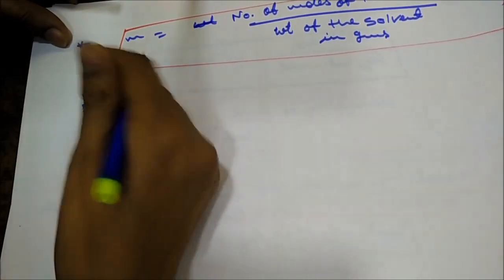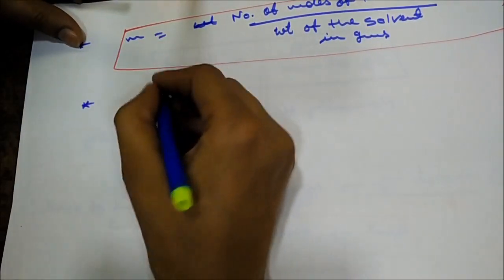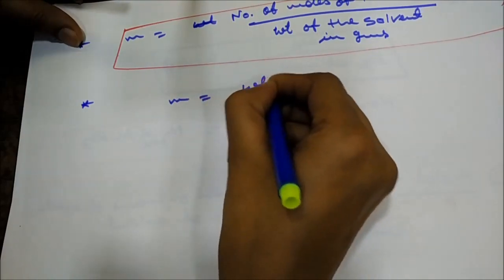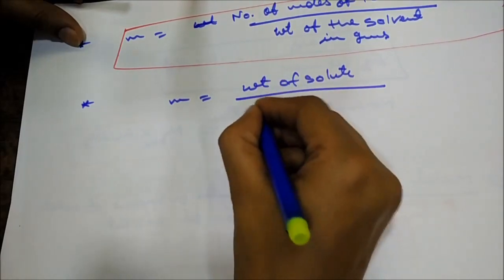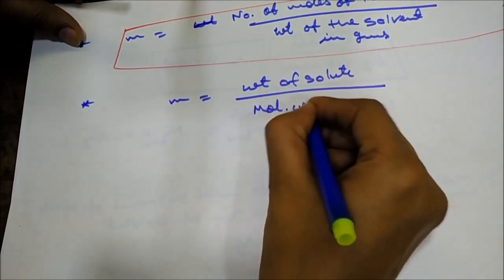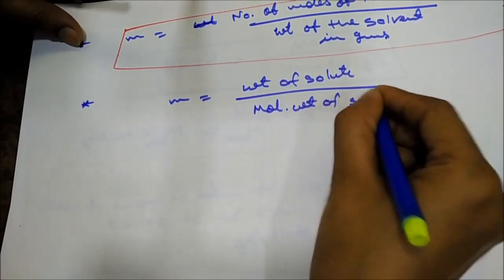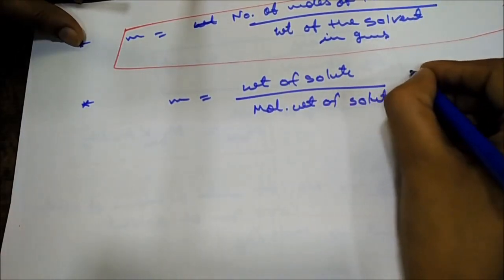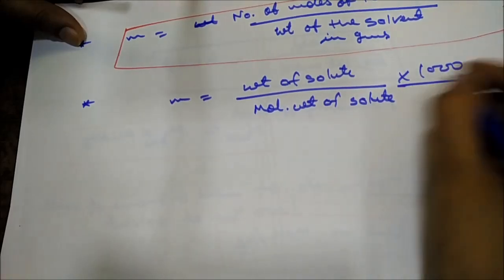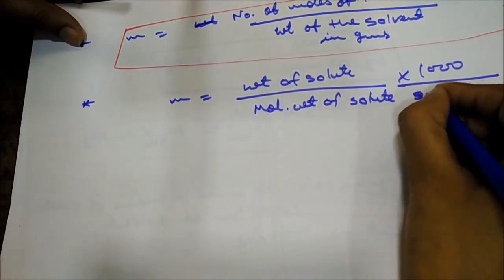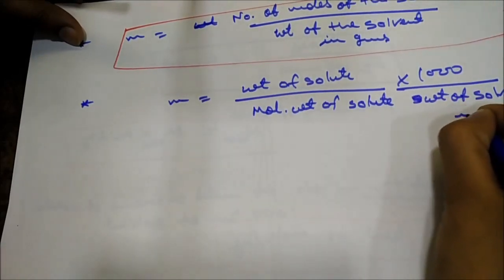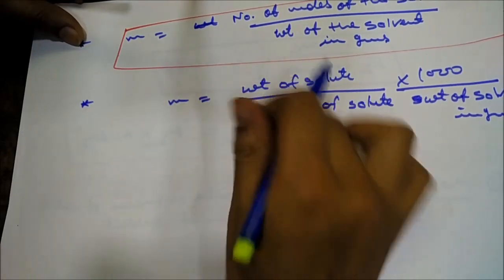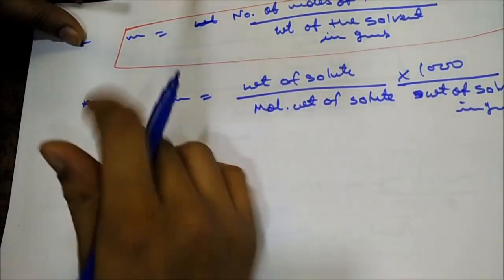So this is the formula for calculating molality. Another formula is molality equals weight of solute divided by molecular weight of solute, into 1000, divided by weight of solvent in grams. This is our number of moles into 1000 divided by weight of solvent in grams.